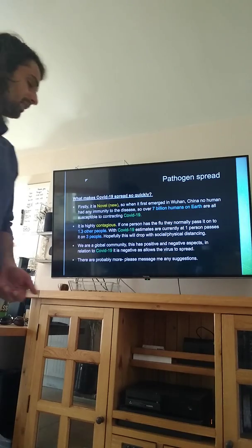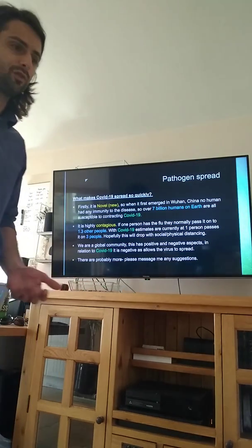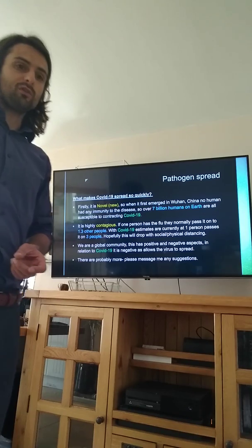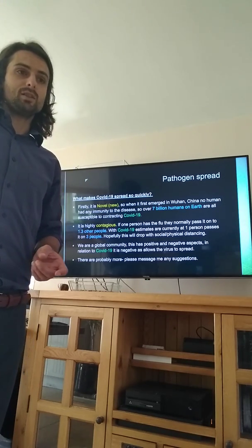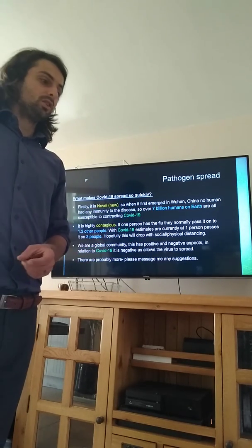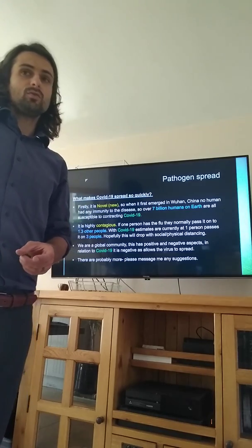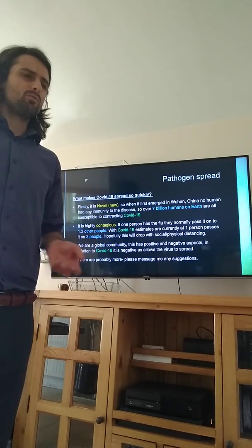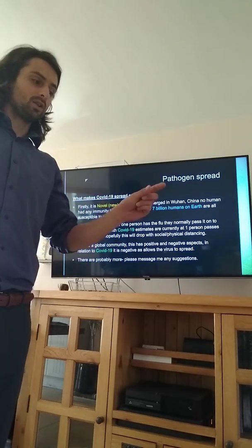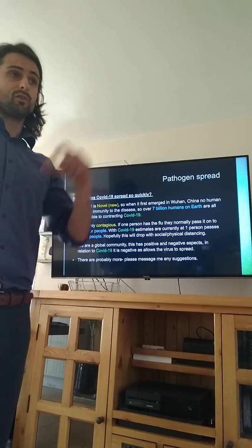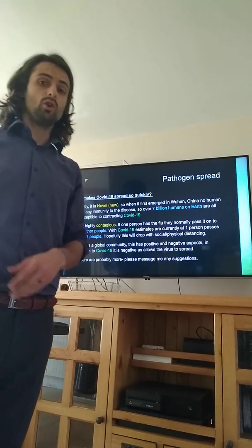It's also highly contagious, so compared to the seasonal flu, where about 1.3 people are infected by every one person, COVID-19 has a spreading rate of about 3 people. So for every one person, they go and infect 3 people, who will then go and infect 3 more, who will then go and infect 3 more, and so on.